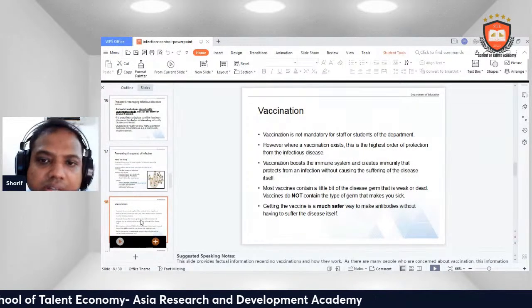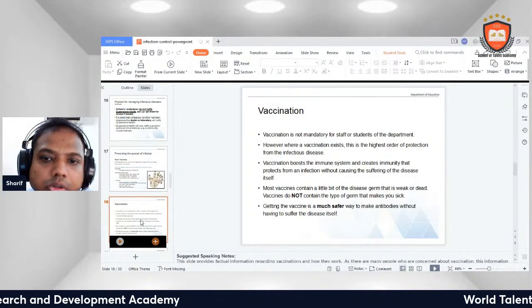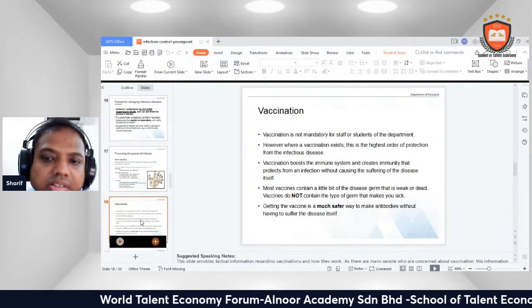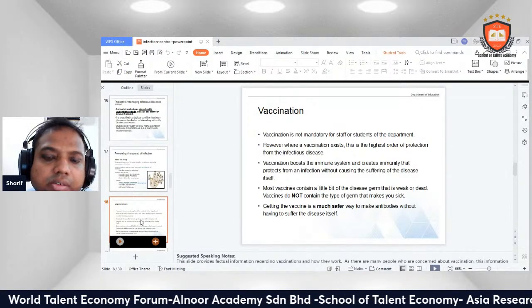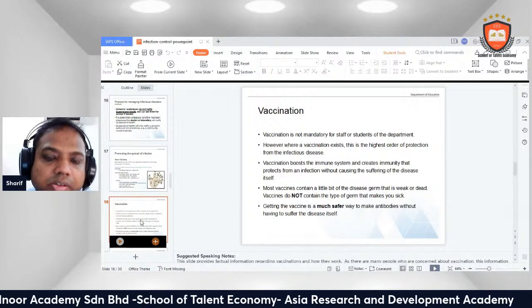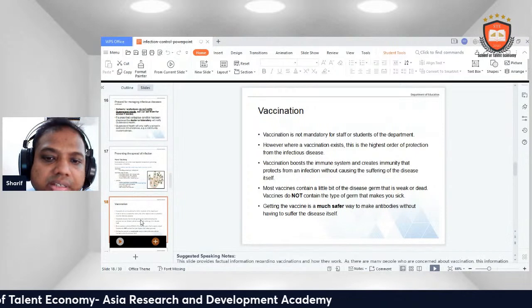However, where a vaccination exists, this is the highest order of protection from infectious disease. Vaccination boosts the immune system and creates immunity that protects from an infection without causing the disease itself. Most vaccines contain a little bit of the disease germs that is weak or dead, and vaccines do not contain the type of germs that make you sick. Getting the vaccination is a much safer way to make antibodies without having to suffer the disease itself.